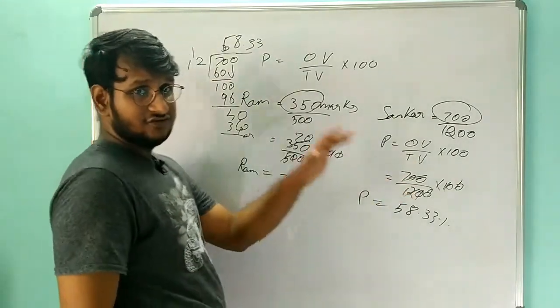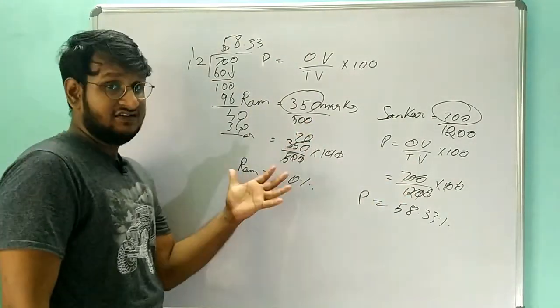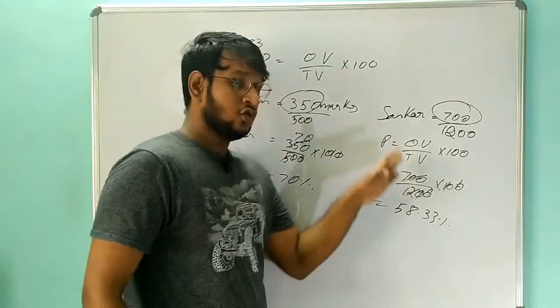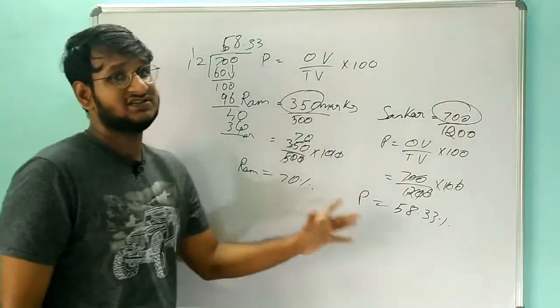But actually, if you see this, Ram's percentage is 70%. Ram has scored 70% in his annual exam, and Sankar has scored only 58.33% in his annual exam.